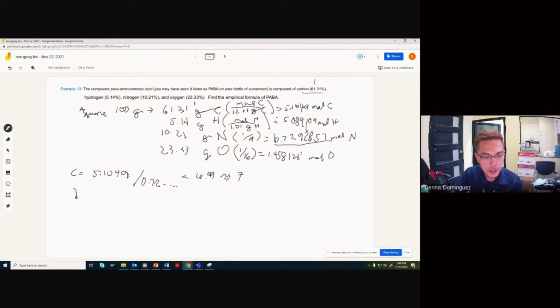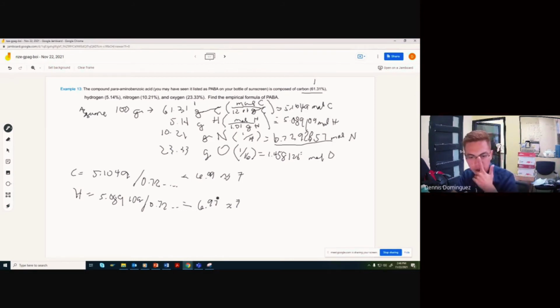For your H, ang H component mo is 5.089109 divided by same denominator, 0.7292857. So you have a result of 6.97, or equal to 7 also.